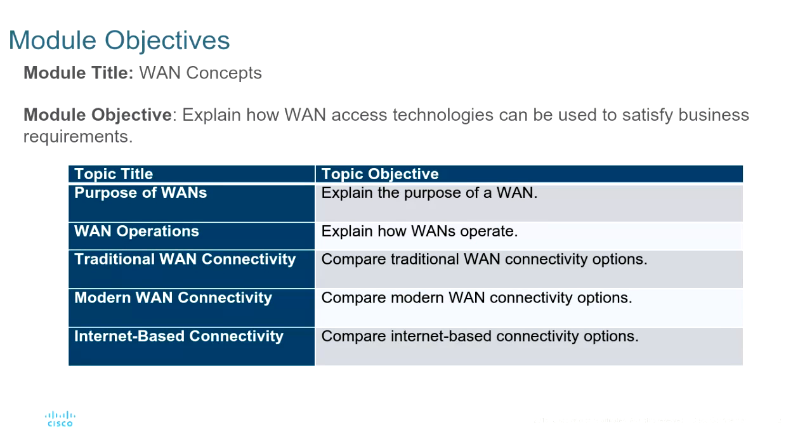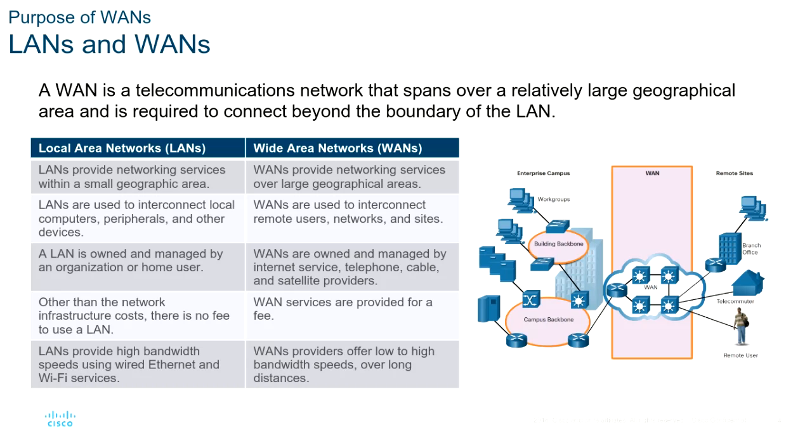Okay, so we'll look at some wide area networks. I already started talking about how they operate, traditional and modern, and then internet-based connectivity purposes. So local area networks: small geographic area, stuff within the building, stuff within the home, or owned by the organization or a home user.